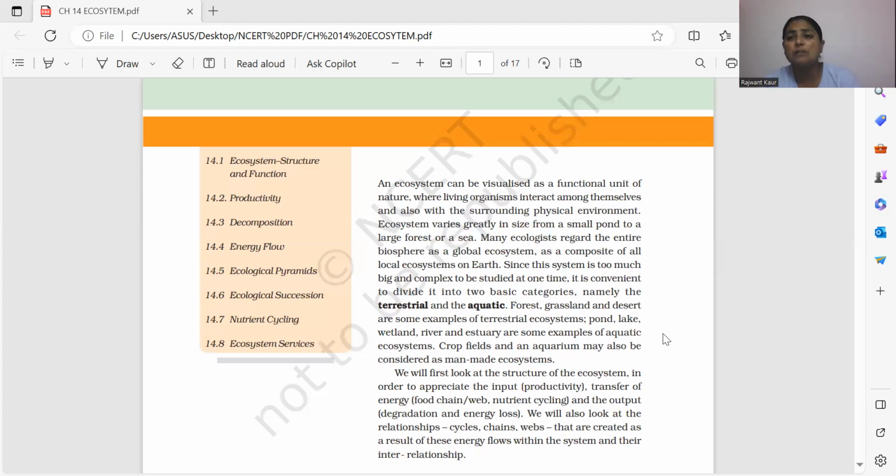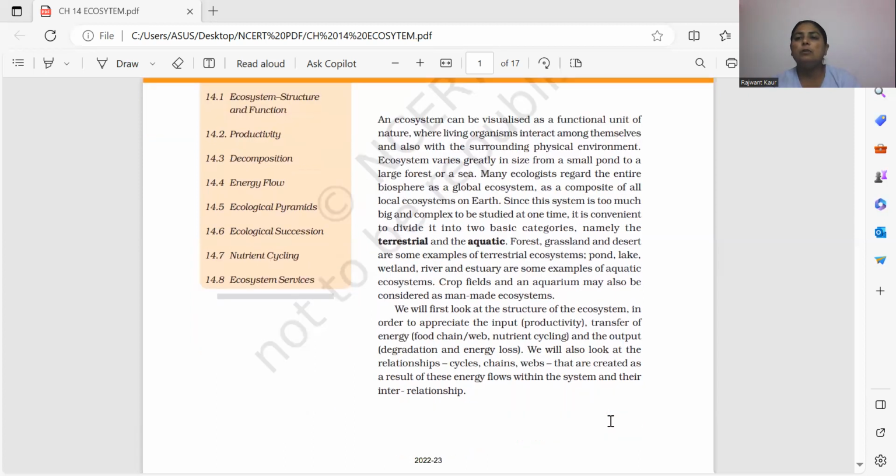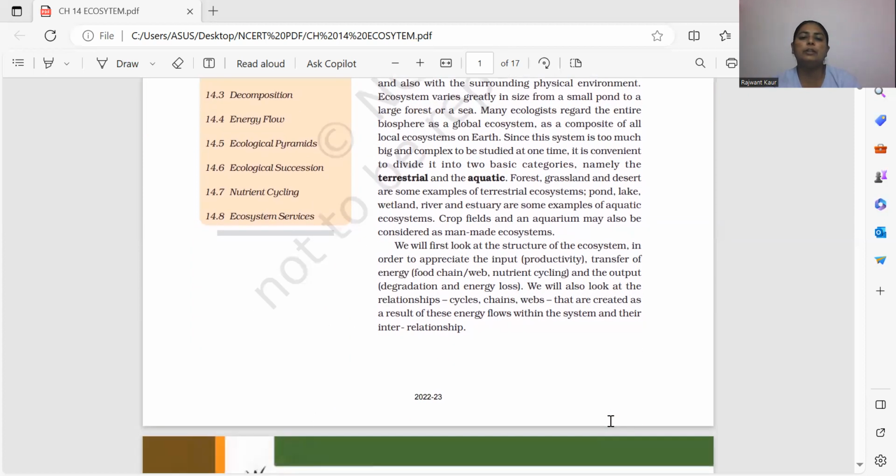10% of energy is passed to the respective trophic level, and some of the energy is lost in the form of heat. So this is known as energy losses. So here we will also tell you about the relationship that exists between different cycles, as well as how a food chain or a food web interact with each other.